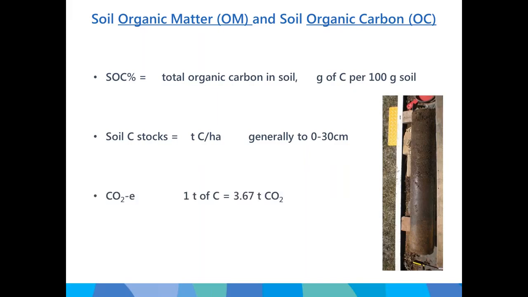And then we've got carbon dioxide equivalents. So that's when we're talking internationally for carbon trading or looking at greenhouse gas inventories. Everything comes back to carbon dioxide equivalents. So to go from 1 tonne of soil carbon to 1 tonne of carbon dioxide equivalents, we multiply it by 3.67.